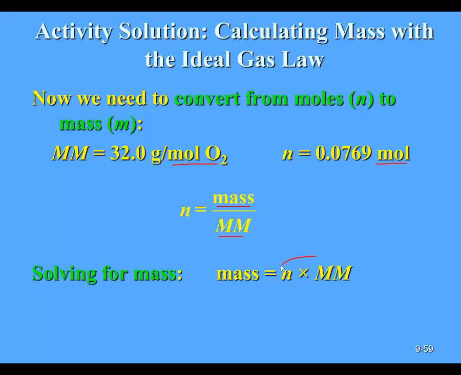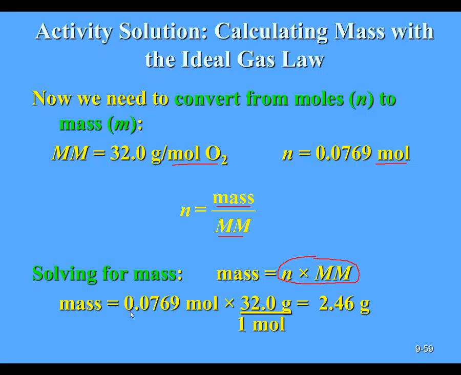We've done this quite a bit whenever we're converting from moles to grams previously in the course. So I can take the number of moles, 0.0769 moles, times the molar mass of the gas. For the diatomic oxygen gas it is 32.0 grams per 1 mole. That would be equal to 2.46 grams.